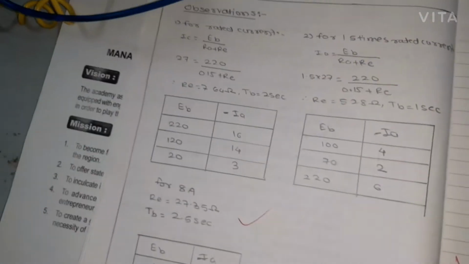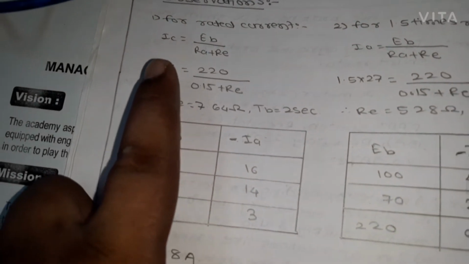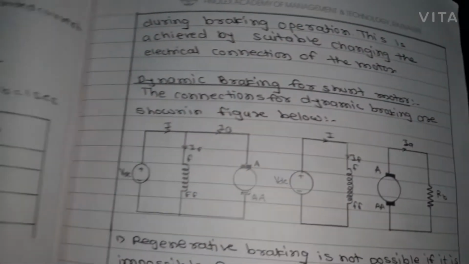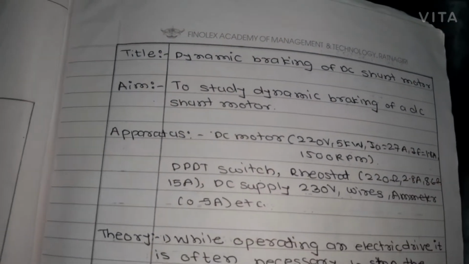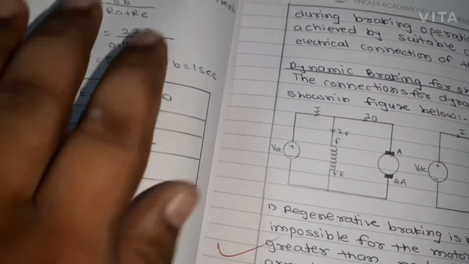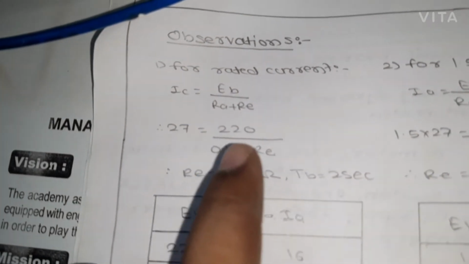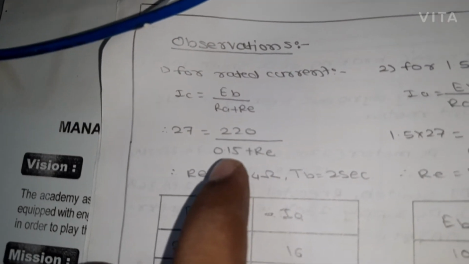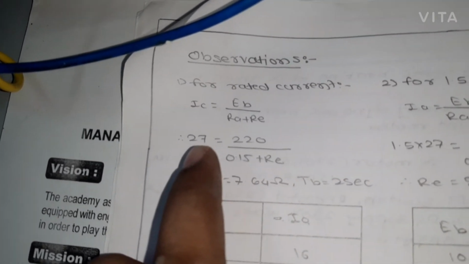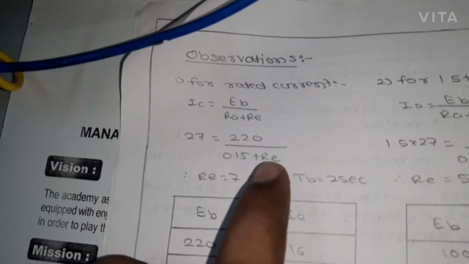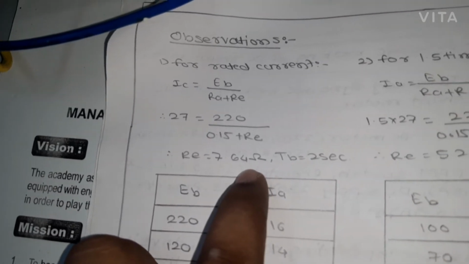So here some calculations are done for the braking current. How much braking current do I want? We already know that this motor is rated for 27 amps. If I do the calculation to set the braking current to rated, this is the calculation. The back EMF is approximately 220 divided by the armature resistance 0.15 plus the braking resistor. I want the current to be the rated 27. So for this known current, what could be the value of the braking resistor? That is calculated, and it comes out to be 7.64, about 7 ohms.